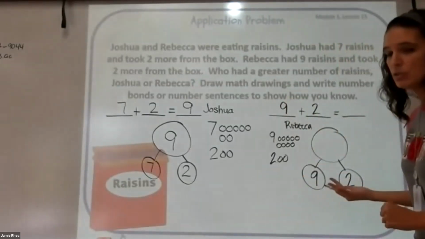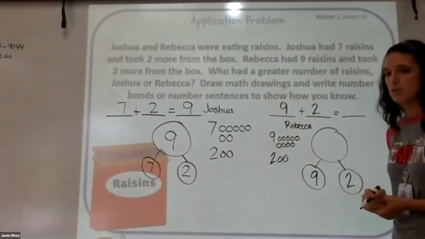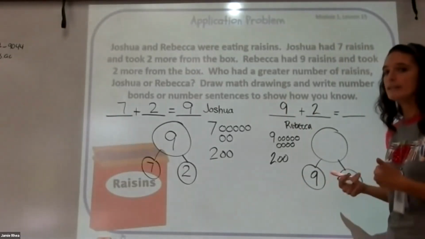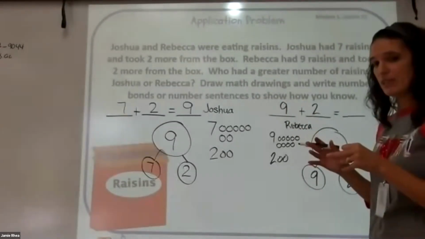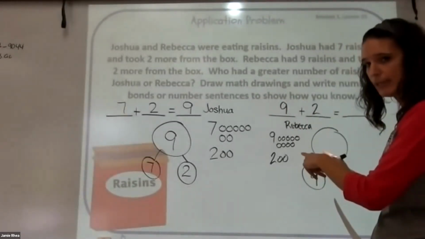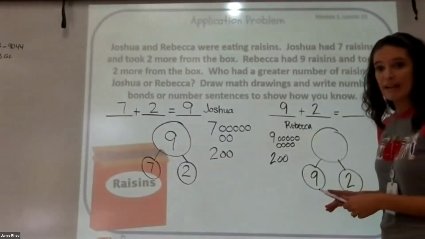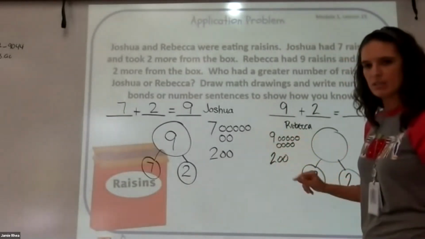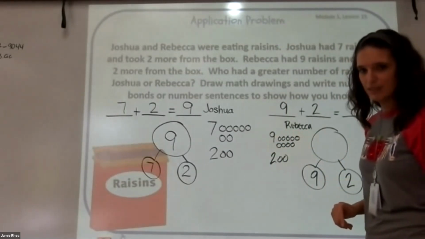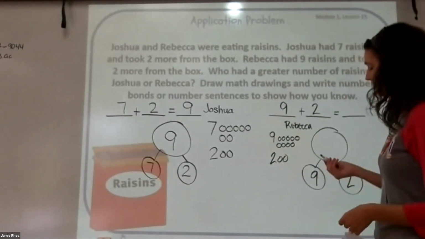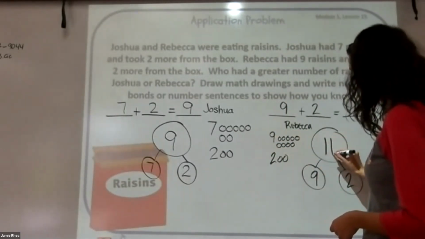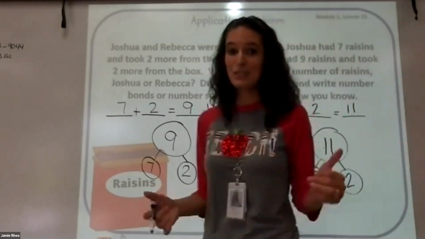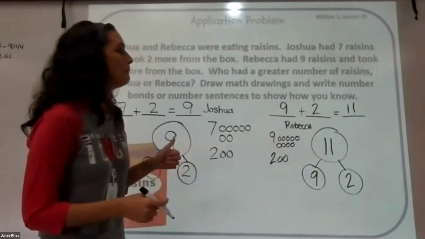Now what can I do to solve for my total? If you said we could count on, then you're right. Count on using my fingers, count on in my head, or I can count on using my dots or my 5 cards. So let's start with 9. 9, 10, 11. How many did I have? 11. So she had 11 raisins. Now we are not done yet because there's still more to our story.